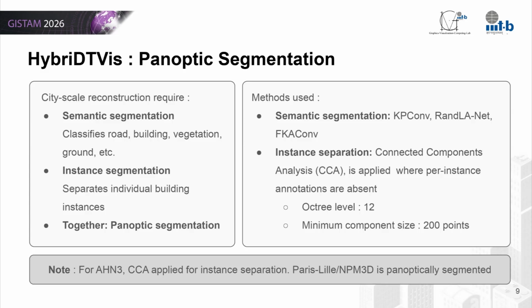For road extraction, we rely on semantic segmentation followed by manual refinement, since high precision is critical due to the complex topology of the road networks. And in the case of AHN3, we manually annotated the road class by cross-referencing it with the map data.